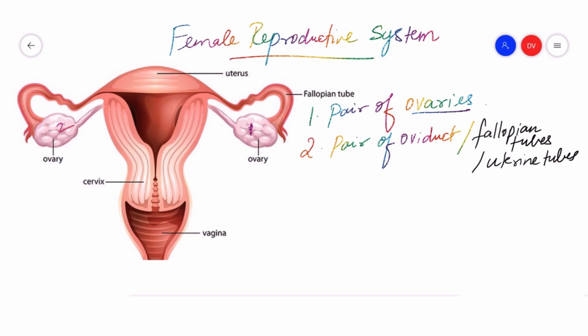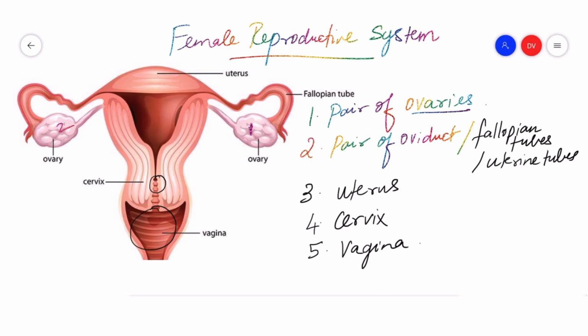Then you have this inverted pear-shaped organ known as the uterus, where the baby grows if fertilization happens. And then you have the opening of the uterus, this portion we call the cervix. And then you have the ultimate opening, which is known as the vagina. Apart from that, there is the external genitalia, which we call the vulva.